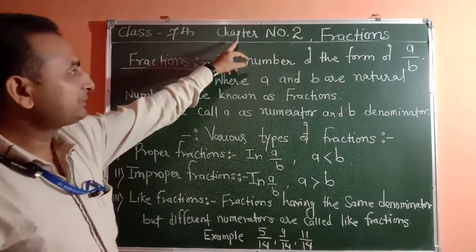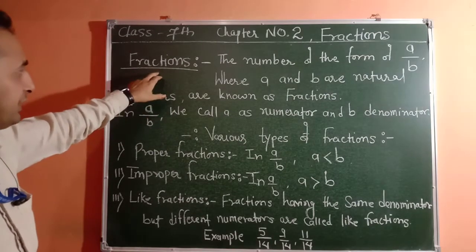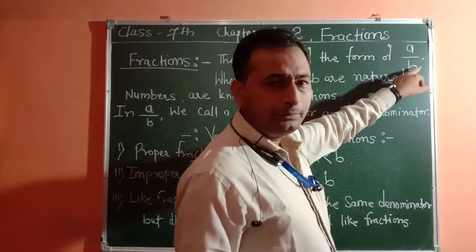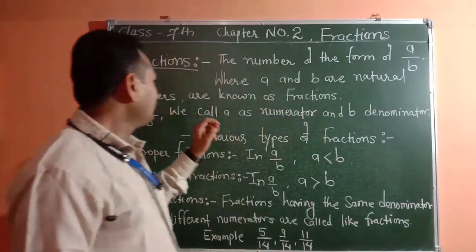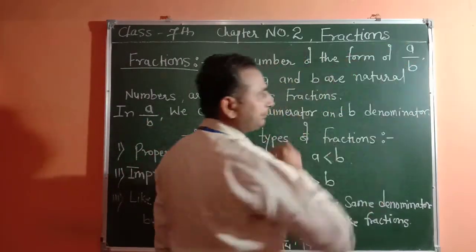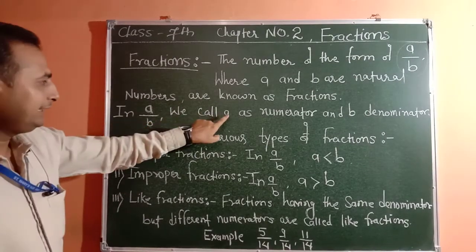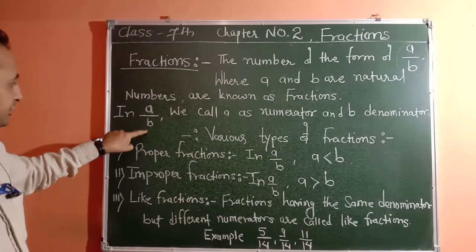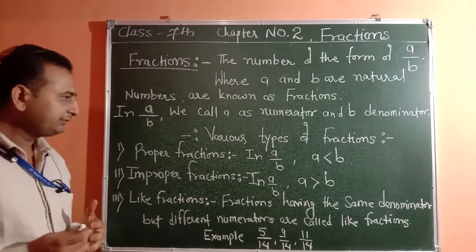Today we start our new chapter number 2, that is fractions. First we have to know what fractions are. Fractions are numbers of the form a upon b, where a and b are natural numbers, which means any fraction has the form a upon b. In a upon b, we call a the numerator and b the denominator, which means a is the numerator, b is the denominator. How many types of fractions do we have?